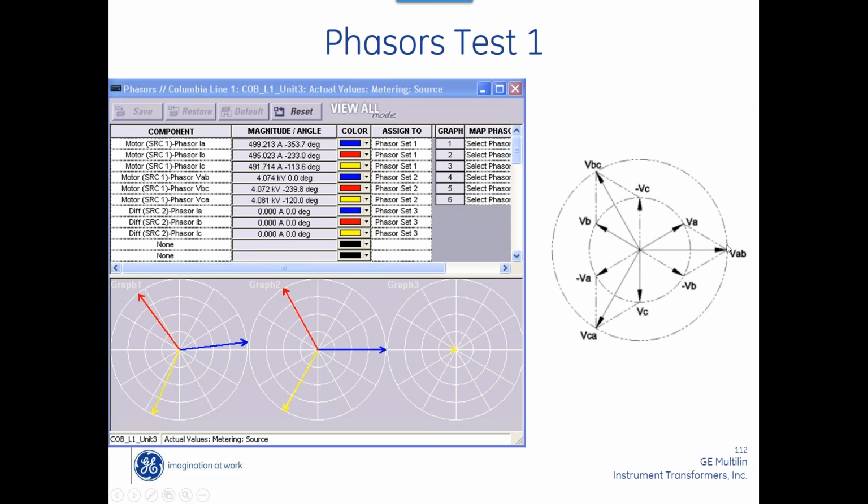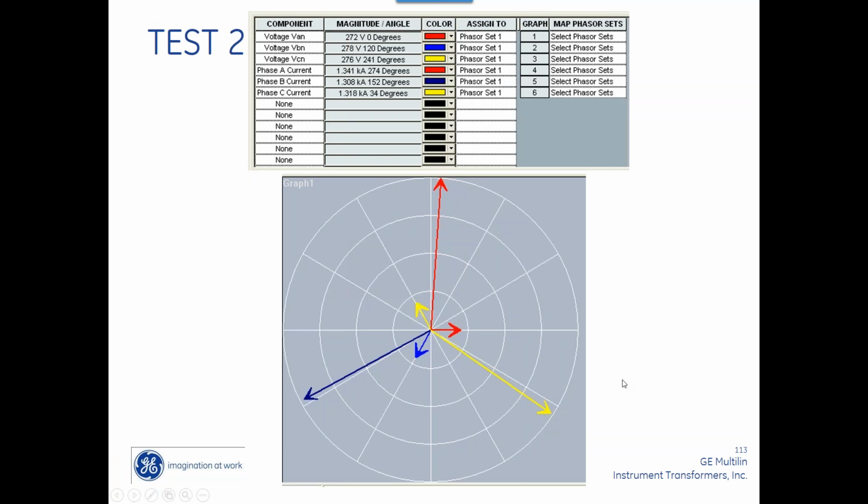If I look at VAB, what's it made up of? VA minus VB. So the VA is really going right here. The first time this customer called me up and said, hey, I'm showing the current leading, not lagging, I said, no, it's okay. The reason was because the VA is really right here, and then the current's lagging the voltage. Okay? So that was your first test.